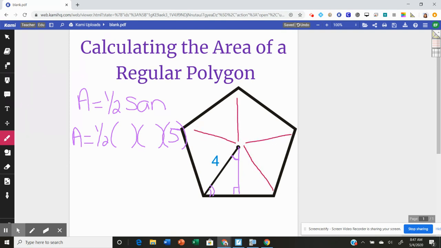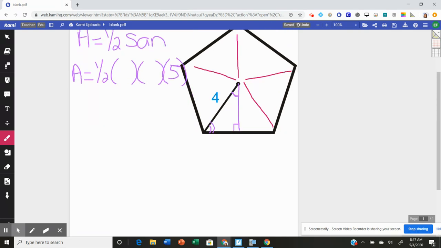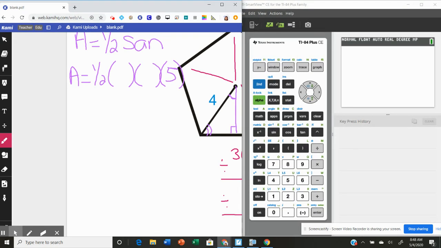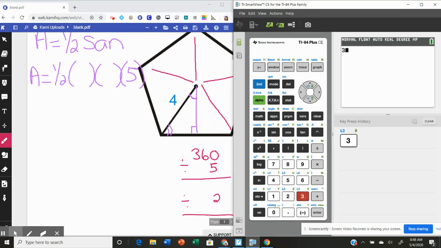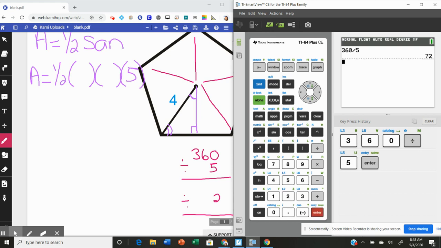I know that I have 5 triangles. I know a full circle of those central angles is going to be 360 degrees. I'm going to divide it by 5 because that's my number of triangles. And then again, dividing that by 2. All right, so 360 degrees. If I divide that by 5, that would give me my entire angle of 72 degrees, right?